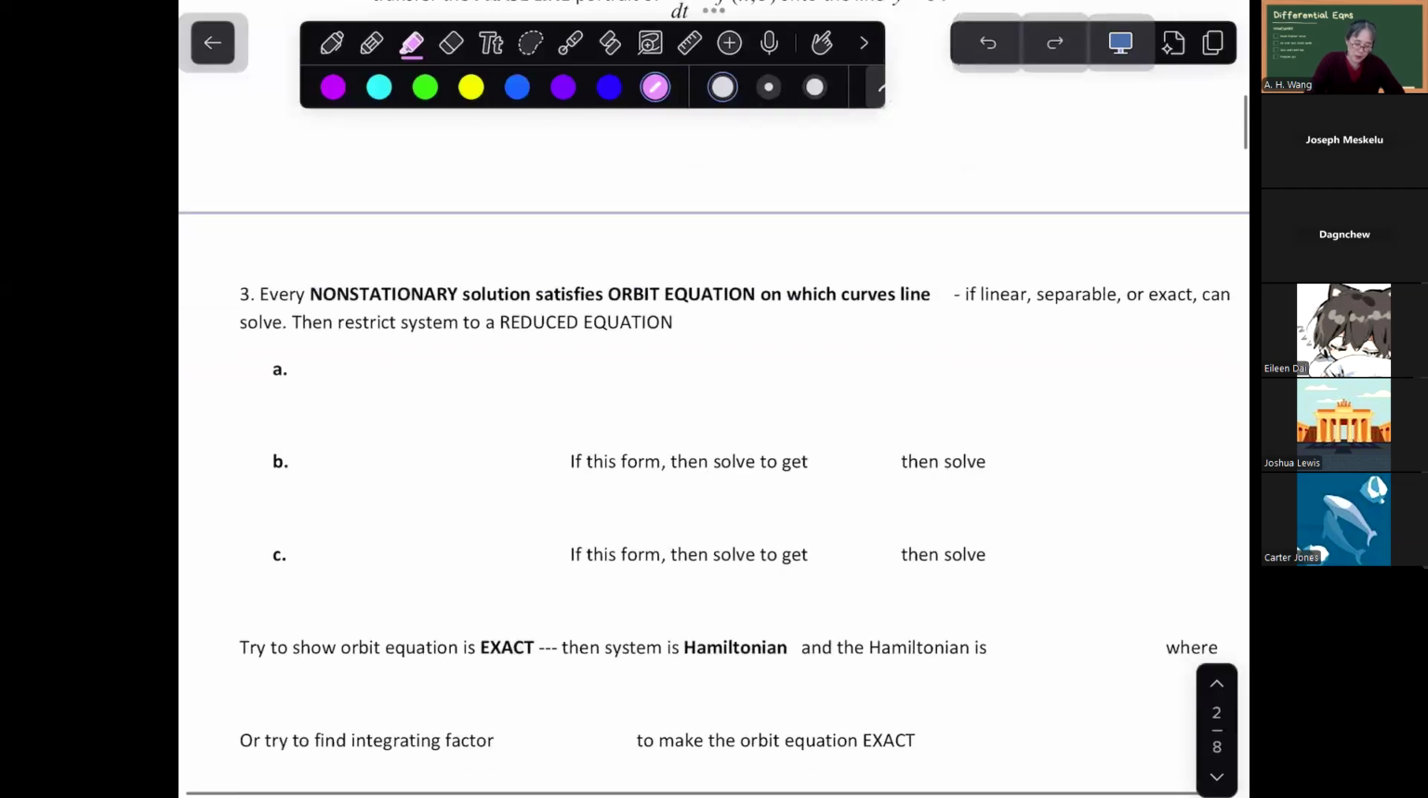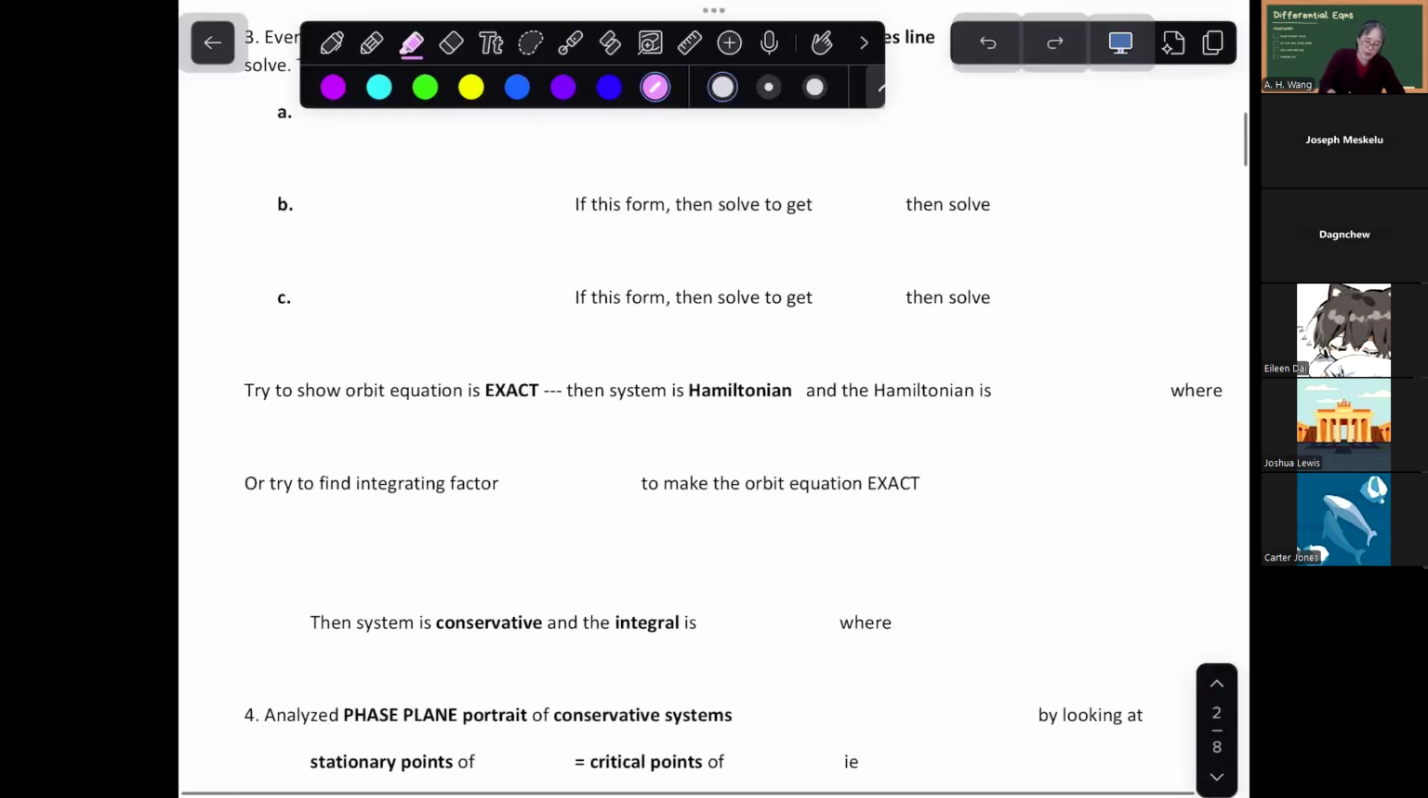And then we did non-stationary, and I wrote down the orbit equation. And then we talked about the orbit equation being exact, right? And then the system's Hamiltonian. Or if it's not exact, you try to find an integrating factor. So I'm not going to fill everything in, just so that we can save some time, to make it exact. And then it's conservative, and then the H is called the integral. So Hamiltonian is a special type of conservative when the mu is 1, the integrating factor is 1.